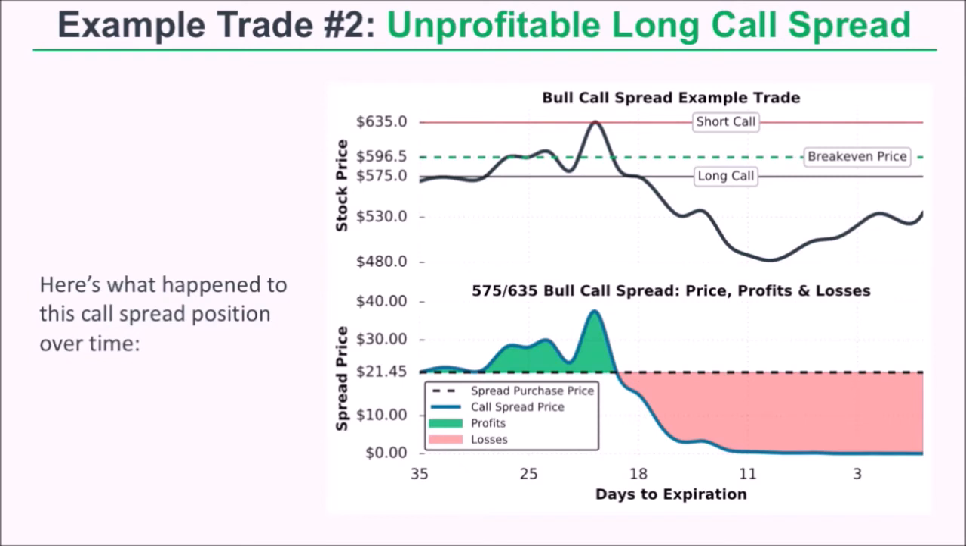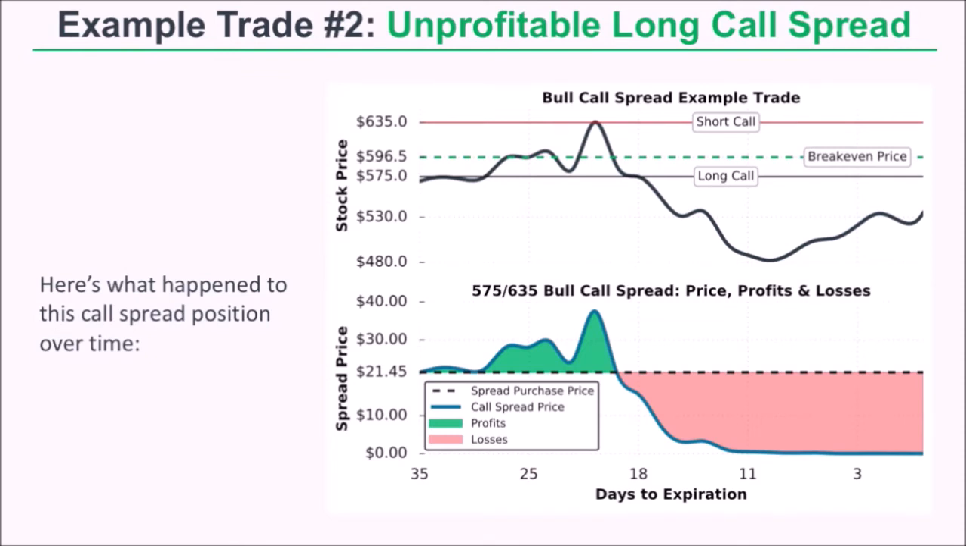So at that point, the entire call spread was significantly out of the money, and as we can see, as the stock price collapsed, so did the value of that call spread. So at around 11 days to expiration, this call spread was essentially worthless because the stock was trading for around $480, but we owned the 575, 635 call spread.